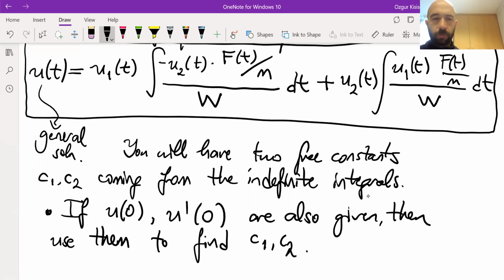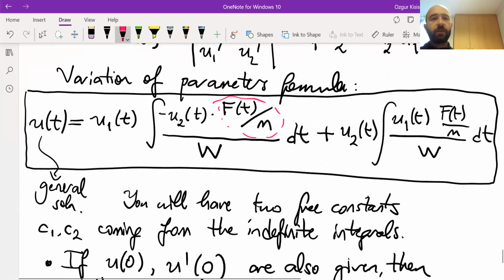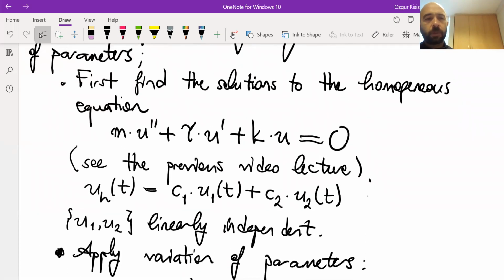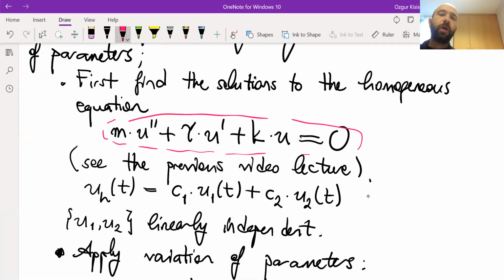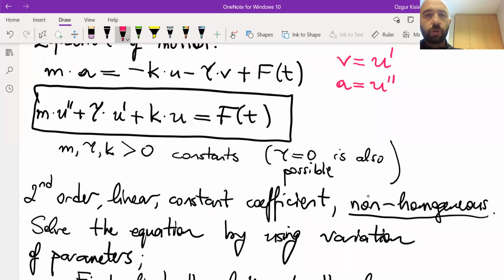Okay, now maybe a moment of thought about why you have this F(t) over m here. Where does this over m come from? Now let's go back to the original form of the equation. It's like this: m u double prime plus gamma u prime plus ku. I'm sorry, this is the homogeneous one. Let's look at the original one.